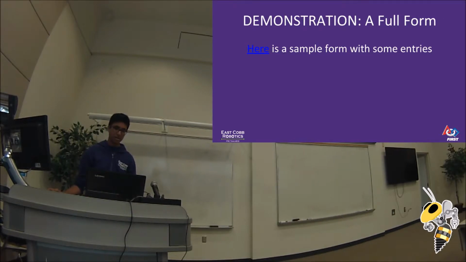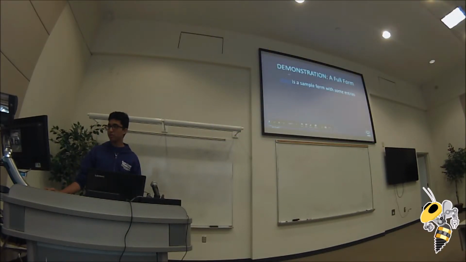So we saw a sample of how to create a form, but the main issue with that is that it's not very precise. When you have at least 30 different teams, and there's at least 100 different matches, that's 3,000 different forms, and being able to comb through that is virtually impossible. So instead, I've created a sample form with some entries.